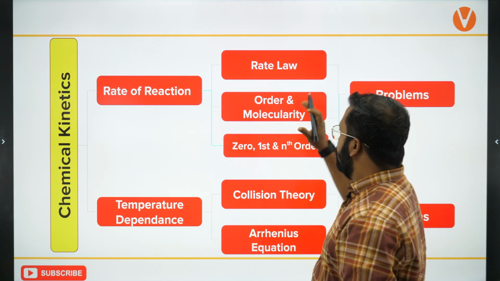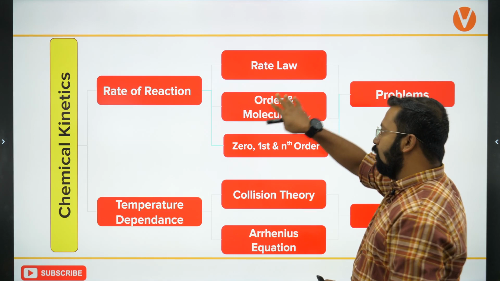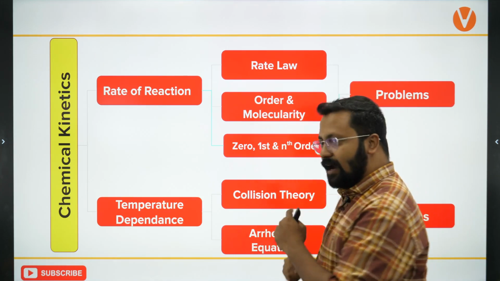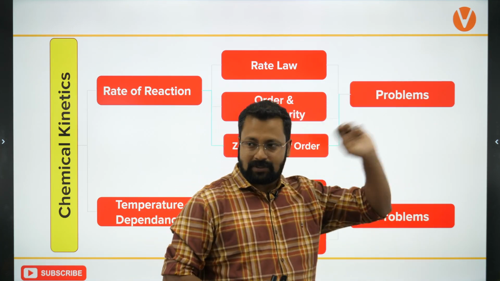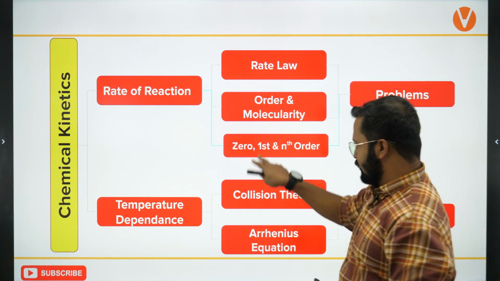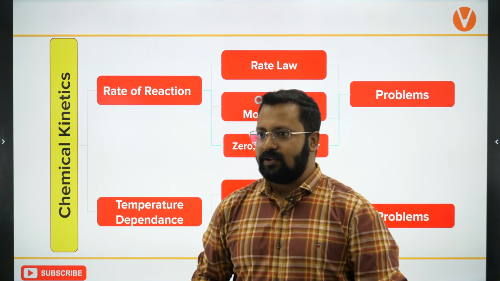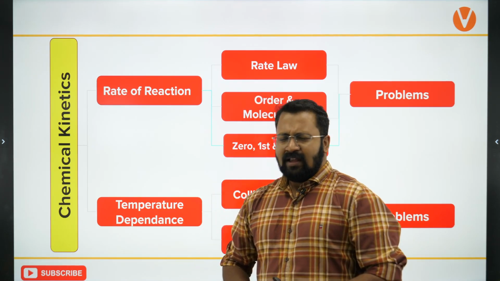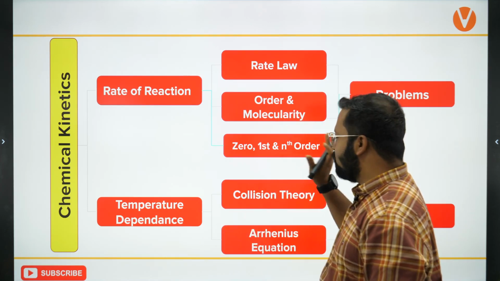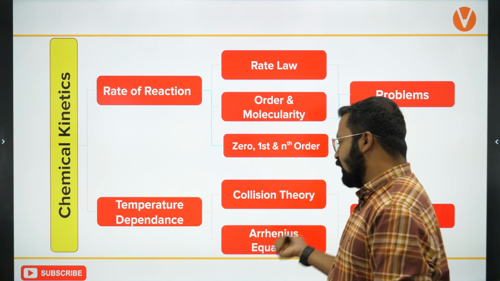Now for the rate of reaction, there are three important parts. We would be discussing rate law, order and molecularity, zero, first and nth order reactions, their characteristics, and we'll solve some problems. The most important part among these, in the first subsection, is the first order reaction and the zero order reaction. For physical chemistry, any book is good. So zero and first order reactions are more important. Then temperature dependence: collision theory and the Arrhenius equation.